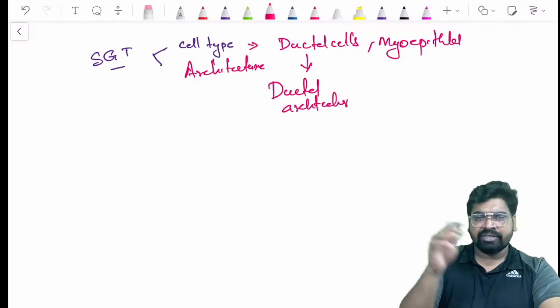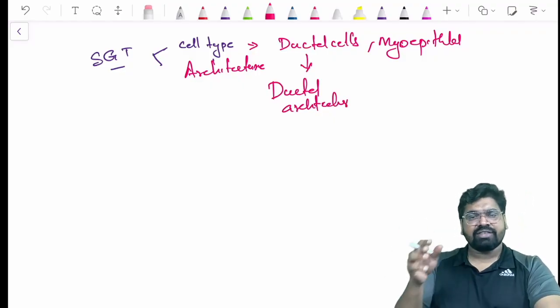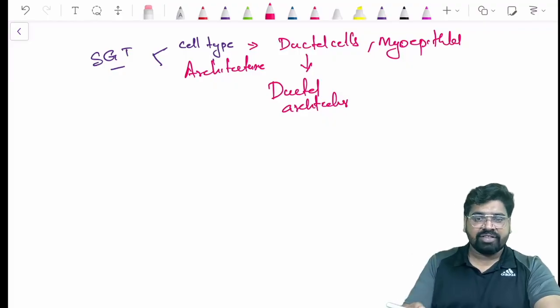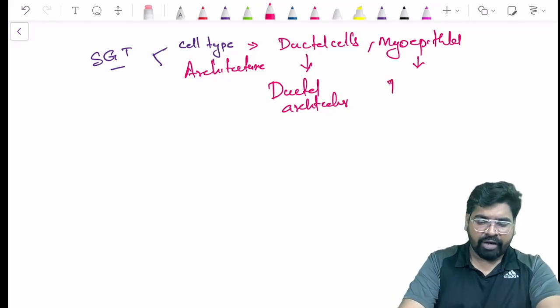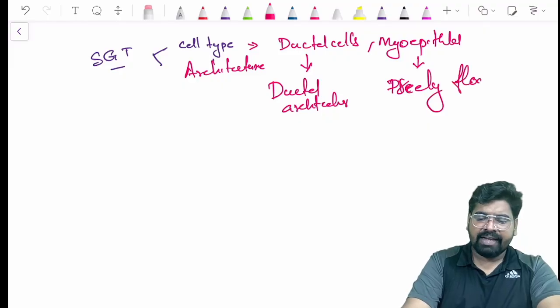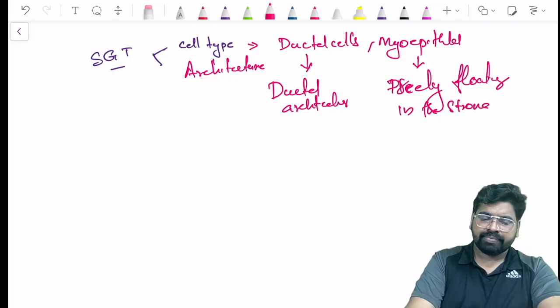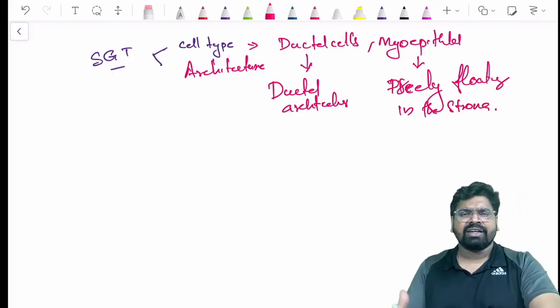Okay, these ductal cells will be forming ductal structures. Ductal cells will start to form ductal structures, and myoepithelial cells will have no architecture. They should be freely floating or freely dispersed in the stroma. Okay, so that is the pattern of architecture here.